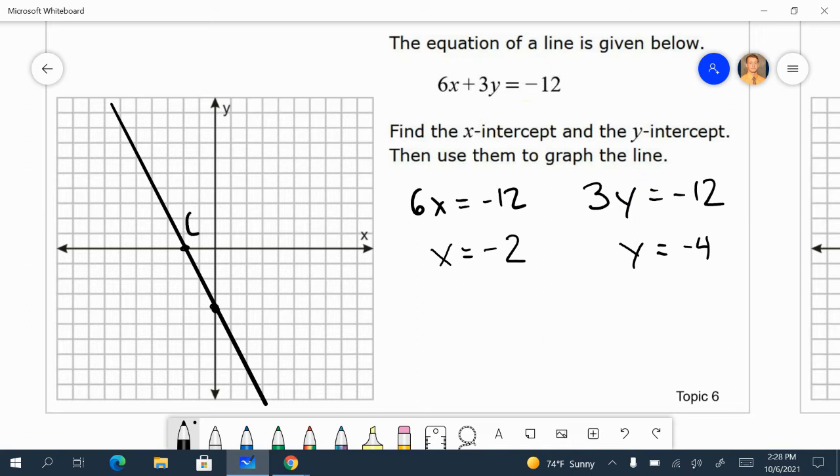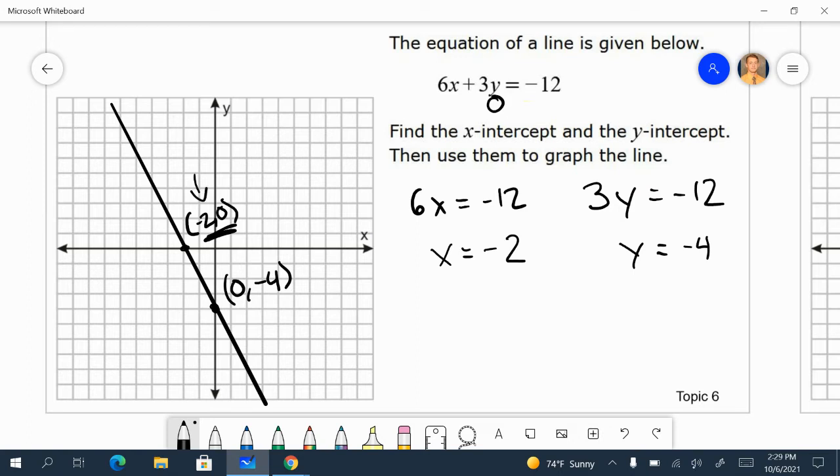This point right there is (-2, 0). This point down here is (0, -4). Okay, those are my 2 points. The one thing that they have in common is that they both have a 0. So basically what I'm saying here is if I plugged in a 0 for y, I should get -2 out because that's the x coordinate there.